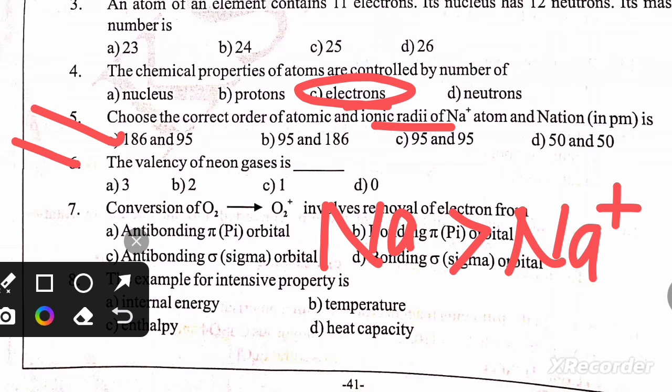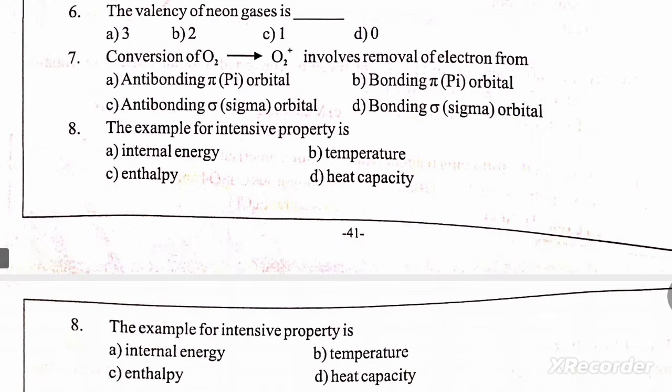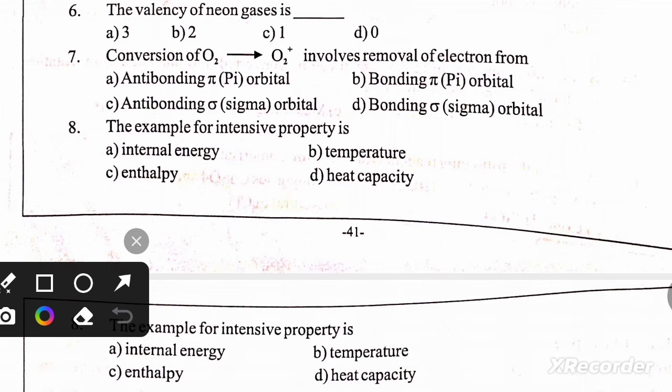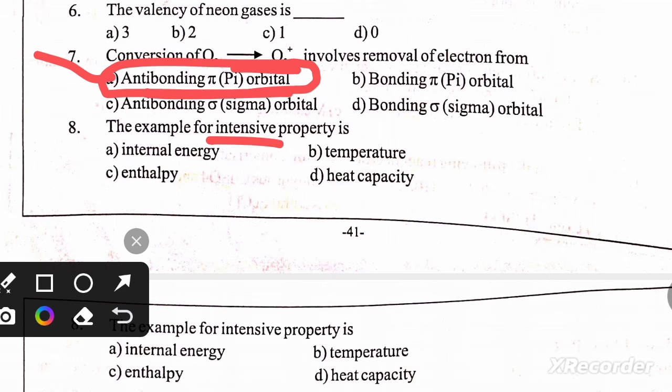Sixth question, the valency of neon. Neon is a noble gas and the valency of noble gases is 0. Seventh question, the conversion of O2 to O2+ involves the removal of an electron from the antibonding pi orbital. The example of an intensive property is temperature.